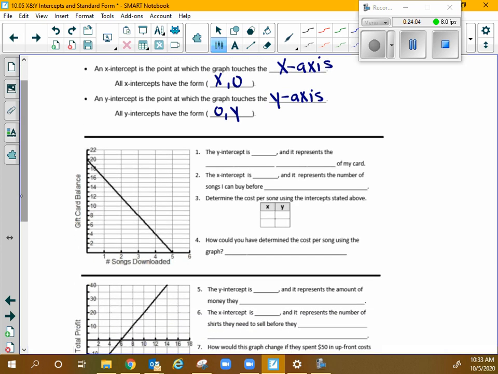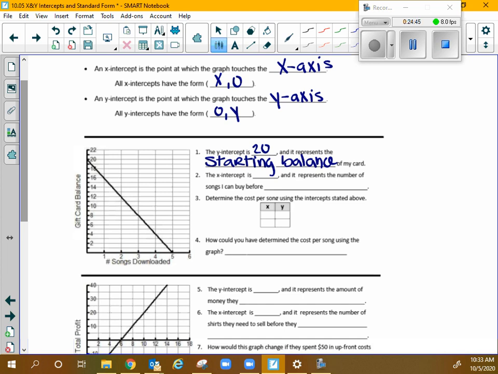If you're interpreting intercepts, you need to think about the scenario. So if I look at my graph, what helps me figure out what's going on? The x and y axis labels, right? The number of songs downloaded and the gift card balance. So what is my y-intercept here? 20. What would the y-intercept represent? The starting balance. If you haven't bought anything yet, your starting balance is the y-intercept.